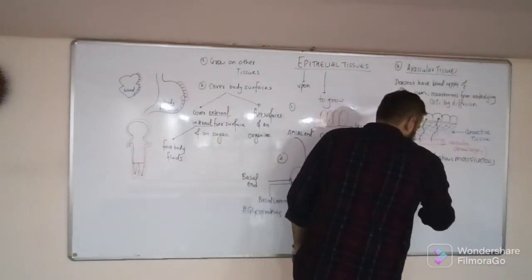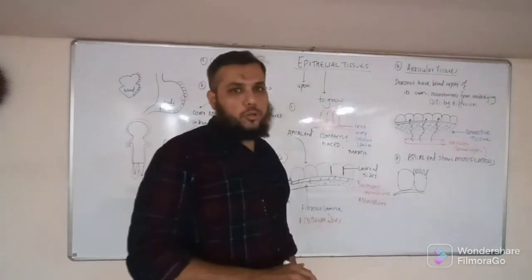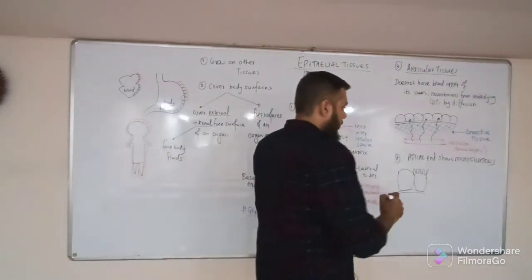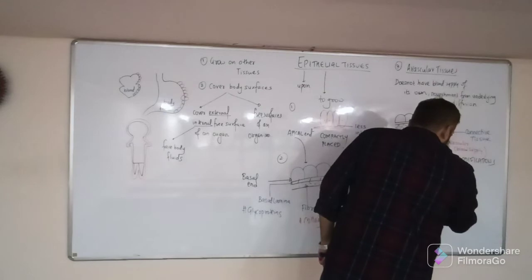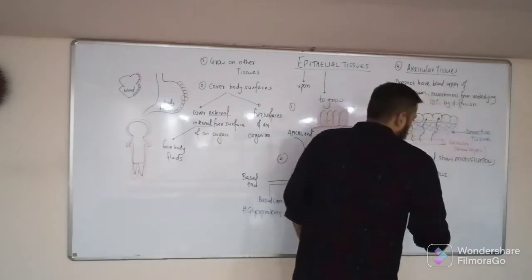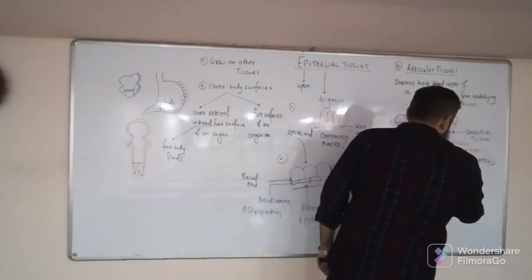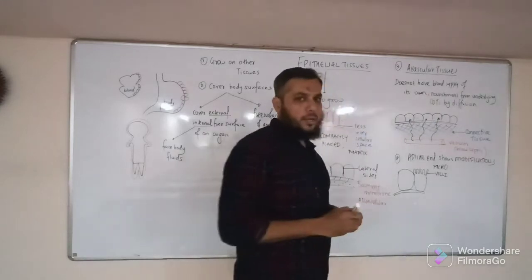Now look at this epithelia. It shows the presence of finger-like projections. A finger is called a villus. Now in order to observe these villi, you need to use a microscope, so they are called microvilli.